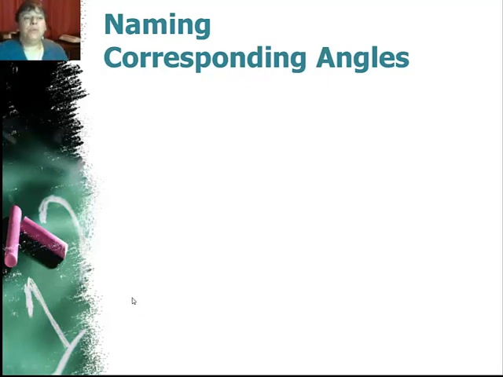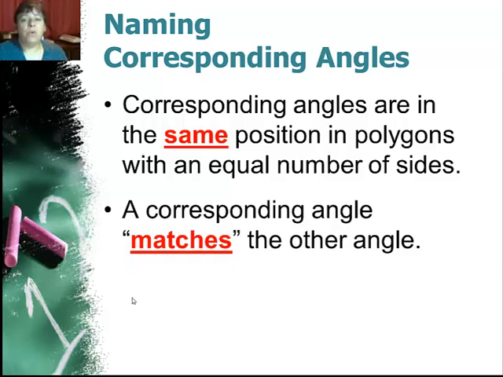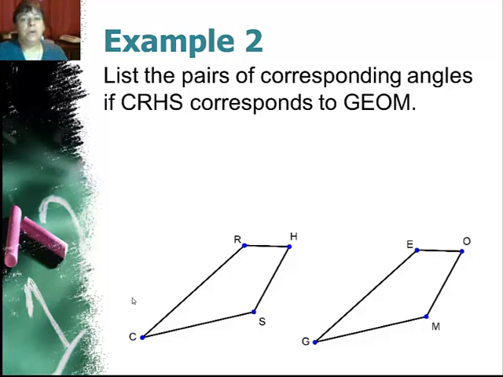Now we're going to be naming some corresponding angles. So corresponding angles are in the same position in polygons with an equal number of sides. A corresponding angle matches the other angle. All right. So what we're going to do is list some pairs of corresponding angles here. And I like to use color to mark the matching sides. So you can see C goes with G. I don't know if these are congruent, so I'm not saying that, that's why we just have corresponds here. R goes with E, H goes with O, and S goes with M.